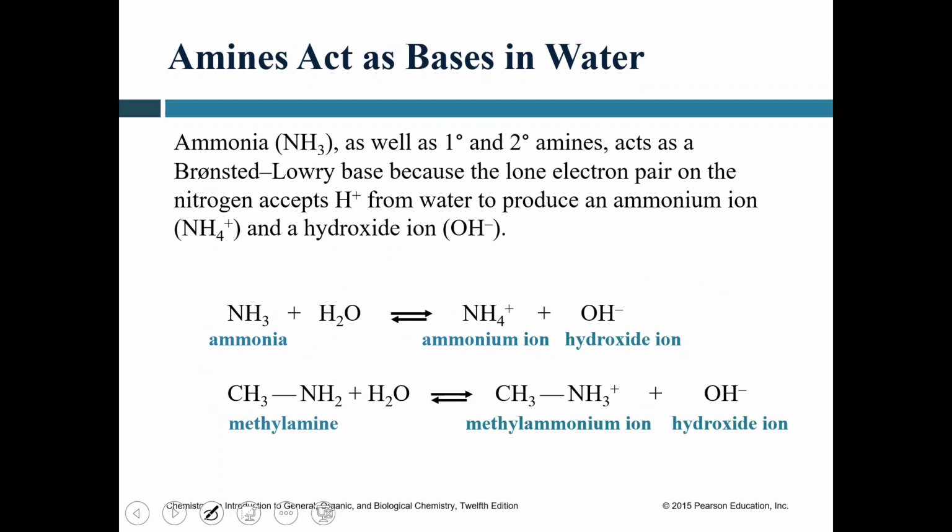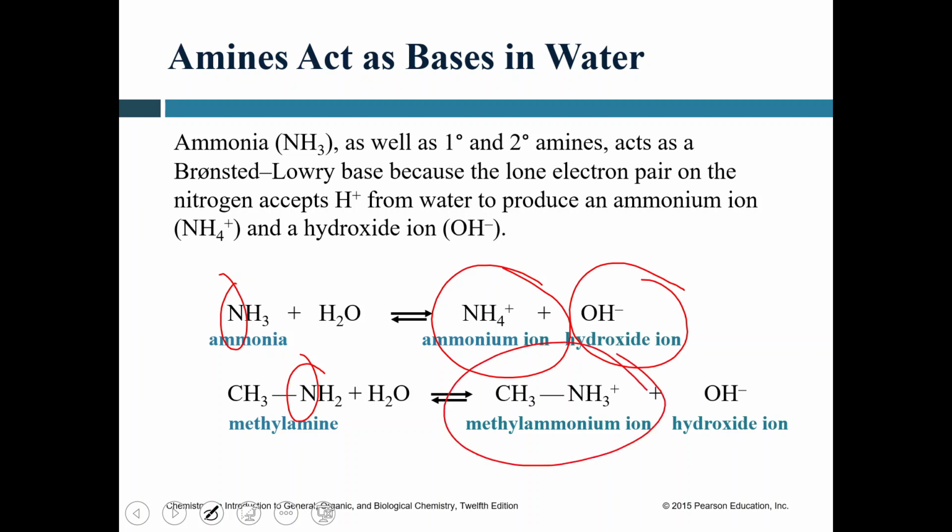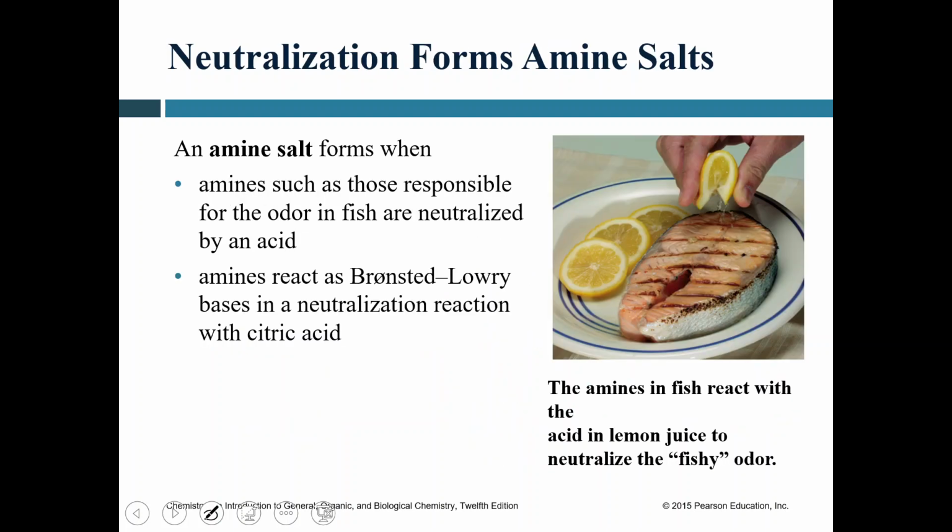primary and secondary amines can act as Bronsted-Lowry bases because the lone electron pair on the nitrogen can accept hydrogen from water, creating the ammonium ion in the case of ammonia, and the hydroxide ion. Primary and secondary amines can do the same. They can absorb hydrogen, creating the methylammonium ion and the hydroxide ion.